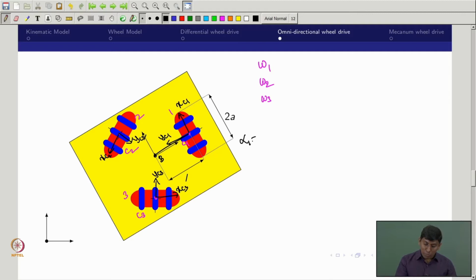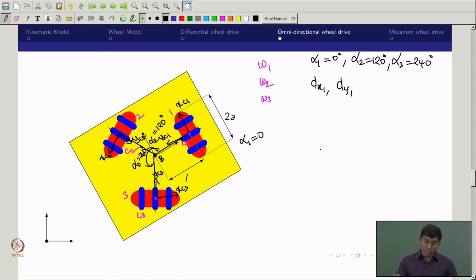In this case alpha 1 would be 0, whereas alpha 2 exists. For simplicity I am taking it as identical, symmetric about this point. So it is 120°, and this other one is alpha 3, which is 240°. So alpha 1 is 0°, alpha 2 is 120°, and alpha 3 is 240°. Why is this important? Because I am trying to find dx1, dy1, and similarly dx3, dy3. For finding that I need these angles, that is why I am bringing them in.